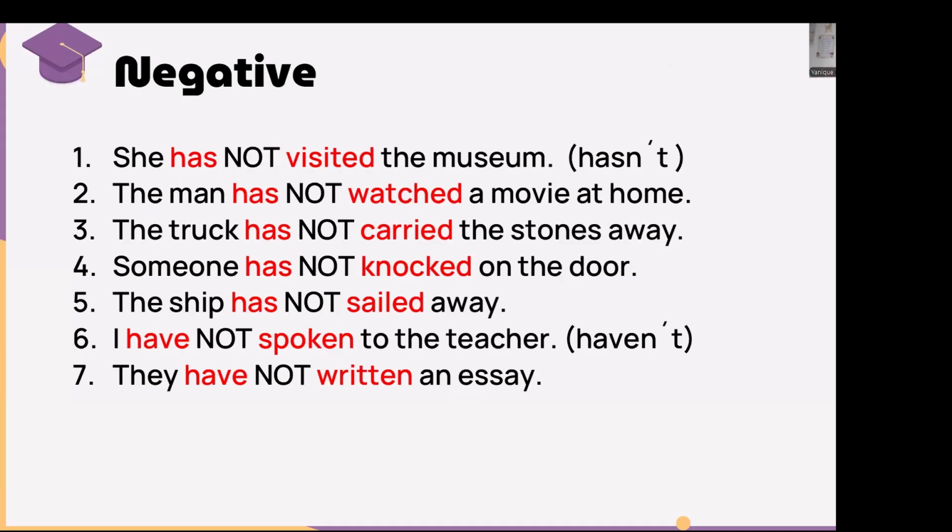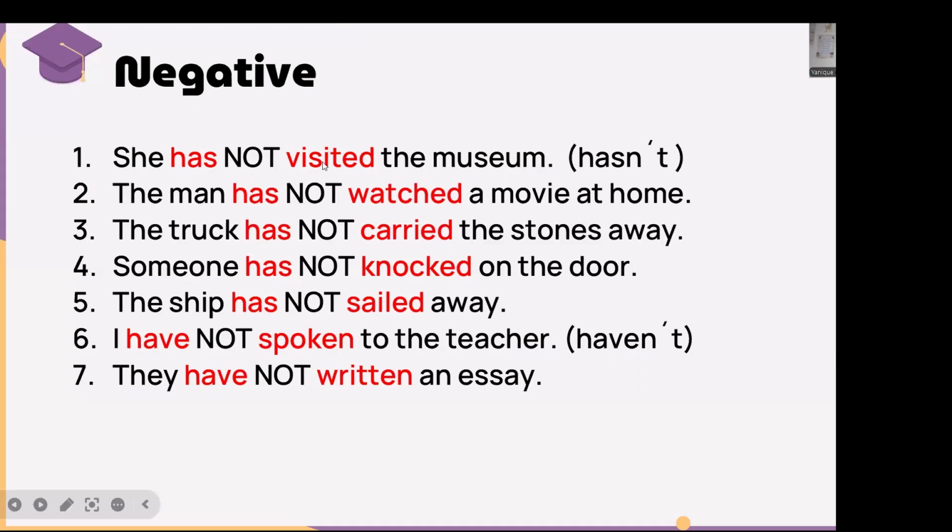So we're going to use the same sentences now in the negative form, okay? She has not visited the museum, okay? We can choose to write it completely, has not, or we can write the contraction, which is hasn't, okay?